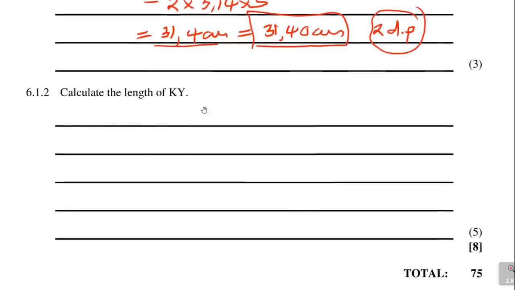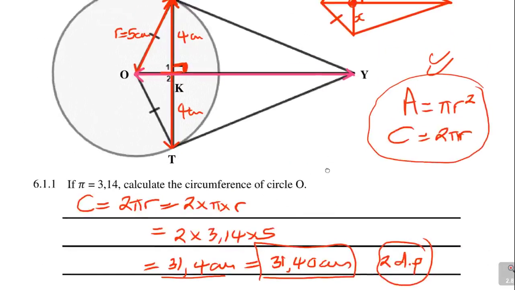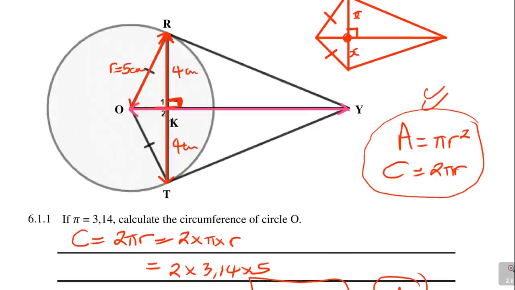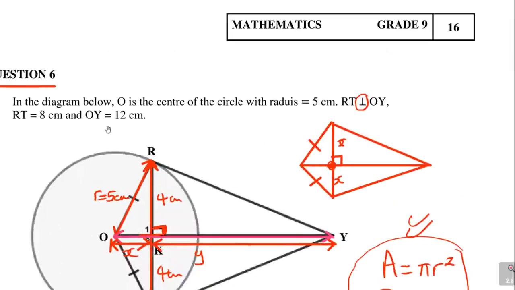Now then the next one, how many marks? 5 marks. Calculate the length of KY. They want this one, from here to there. Okay, 5 marks, but it was not complicated. KY. Which means we know that OY is 12. If we can find here, you see, we know this. If we can find here, let's say this was X and this is Y. We know that if we take X plus Y, what do we get? We get 12, because they told us at the top that OY is equal to 12 centimeters.